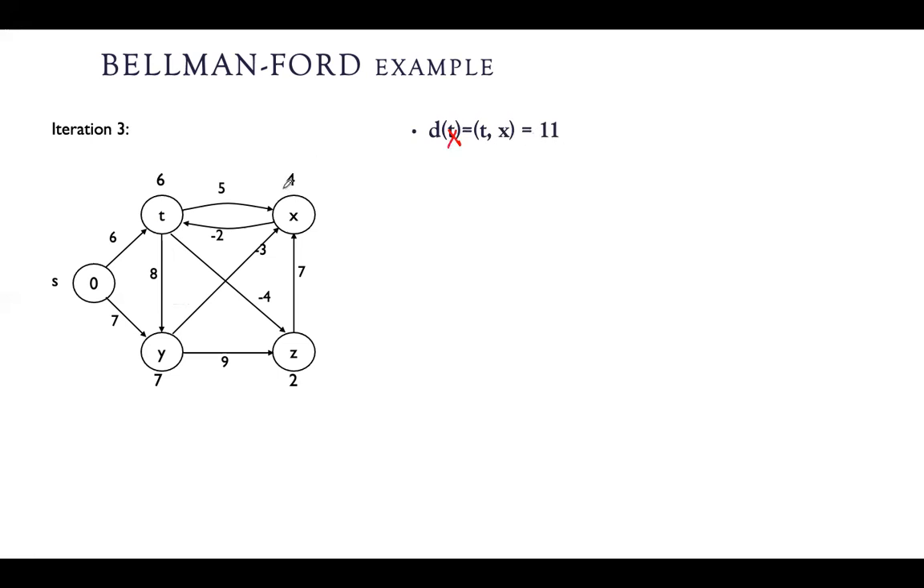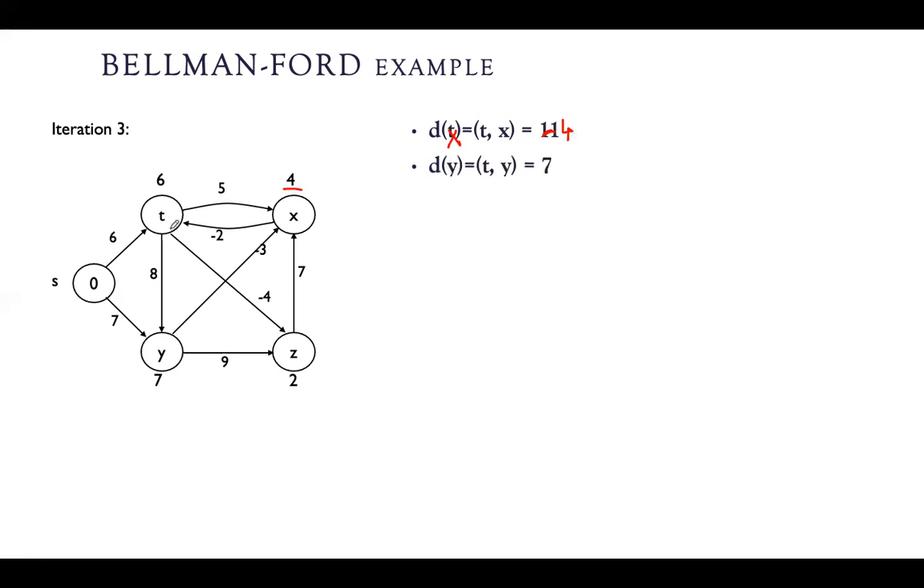Distance of x, already a small value is there. It's not 11, it should be 4. Okay, distance of x is 4. 6 plus 5 is 11, which is not less than 4, so keep it as 4 itself.